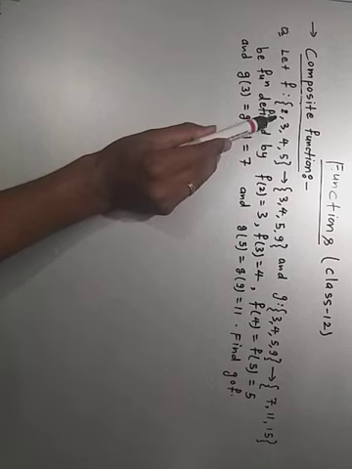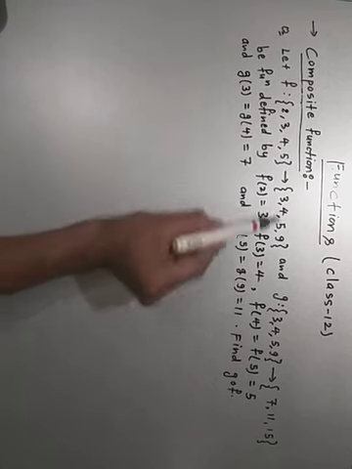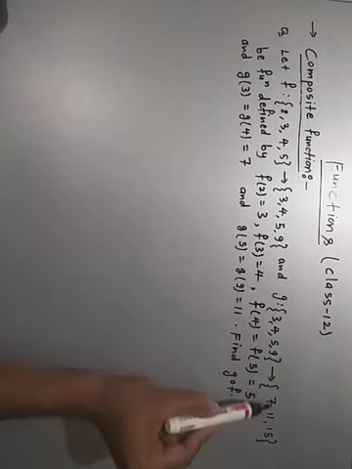सपोज f इज ए फंक्शन विच इज डिफाइंड फ्रॉम दिस a टू b and g is a function which is defined from b to c.